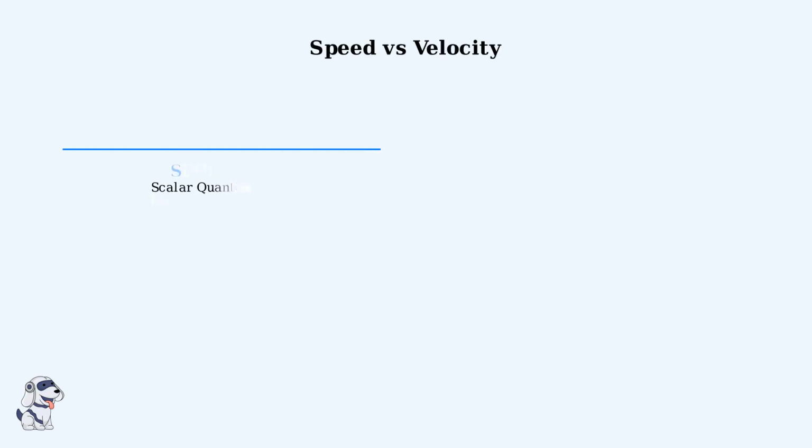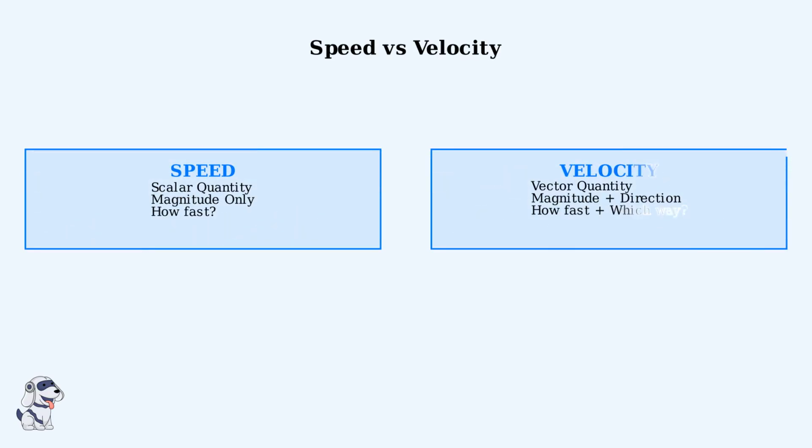Velocity is fundamentally different from speed. While both describe motion, they are distinct physical quantities that we must understand clearly. Let's see this difference in action with a practical example that you encounter every day.